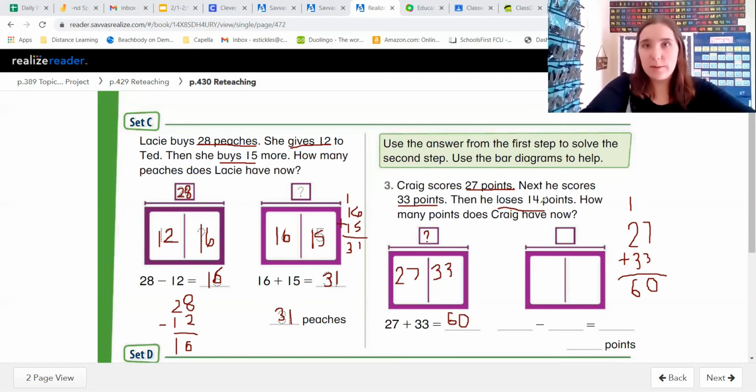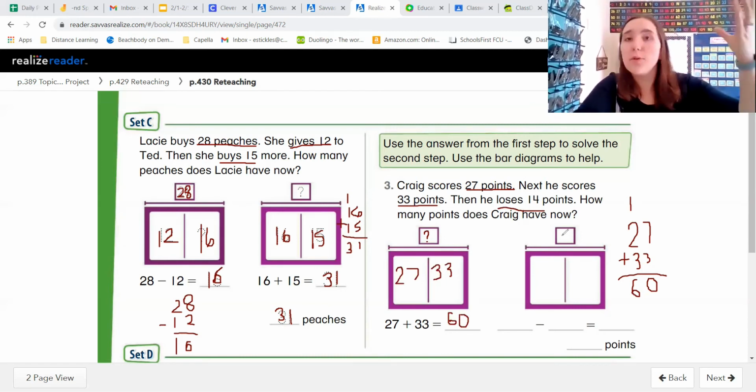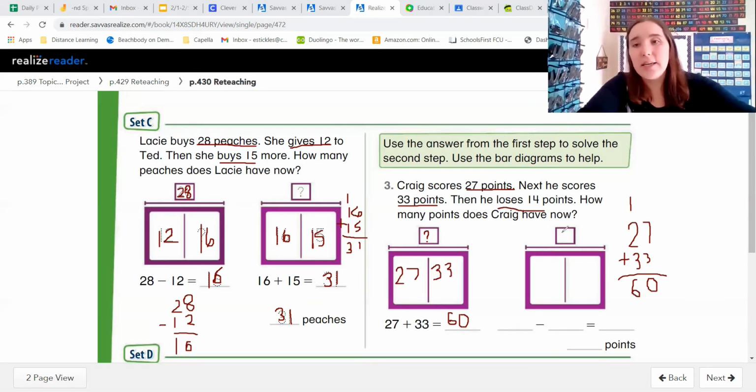Then he loses 14 points. So I know that if he loses 14 points, 60 is going to be my total in the second half of the problem, the second step. And 14 is going to be how many he loses. And I want to find out how many does he have at the end. So that's going to be the number I have to solve for.